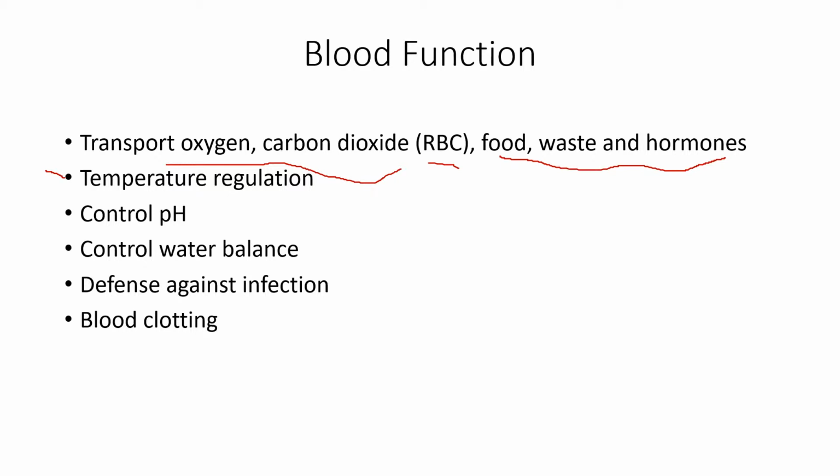Blood also helps to control pH. We know that pH goes from 0 to 14, 7 being neutral. It also controls water balance and provides defense against infections, and those are primarily the WBCs, the white blood cells or leukocytes. We'll talk about that later. And then there's blood clotting, and those are the thrombocytes or the platelets. We'll talk about that later.